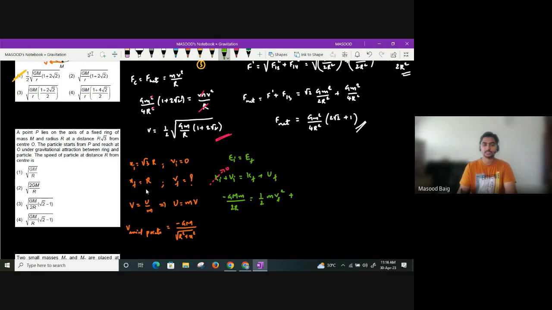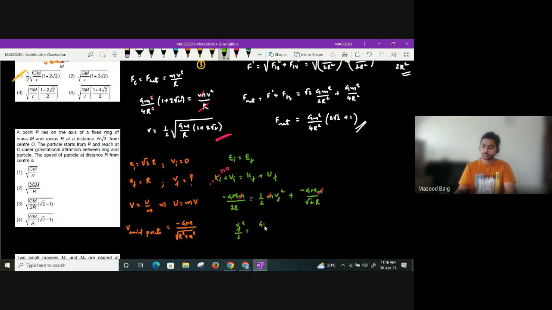Finally, it is at a distance x is equal to r, guys. So if I substitute x is equal to r, you will get 2r square. So I'll get it as minus GMm divided by root 2 R. What can we cancel out? Small m can be cancelled out. So what are we going to get here? v square divided by 2.